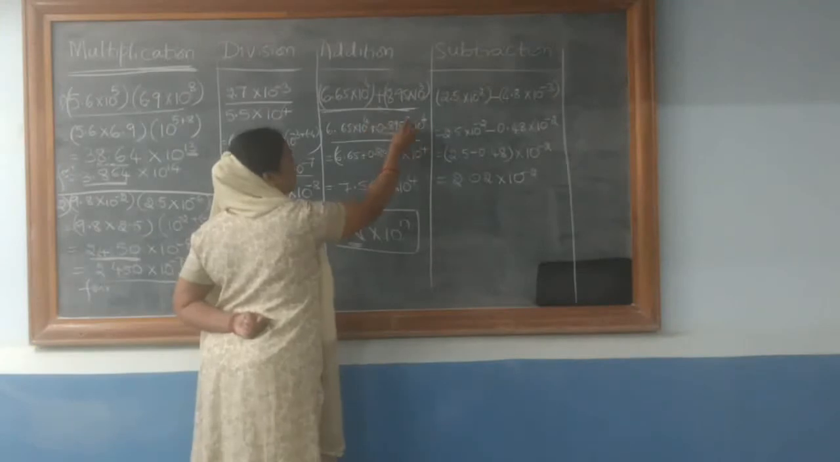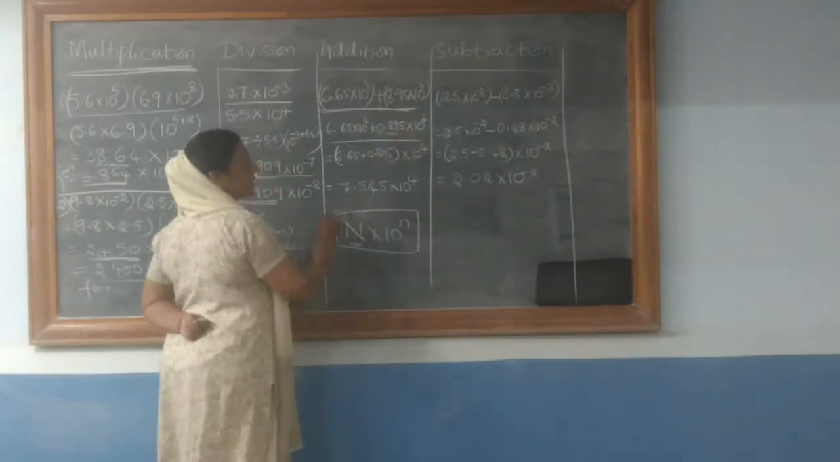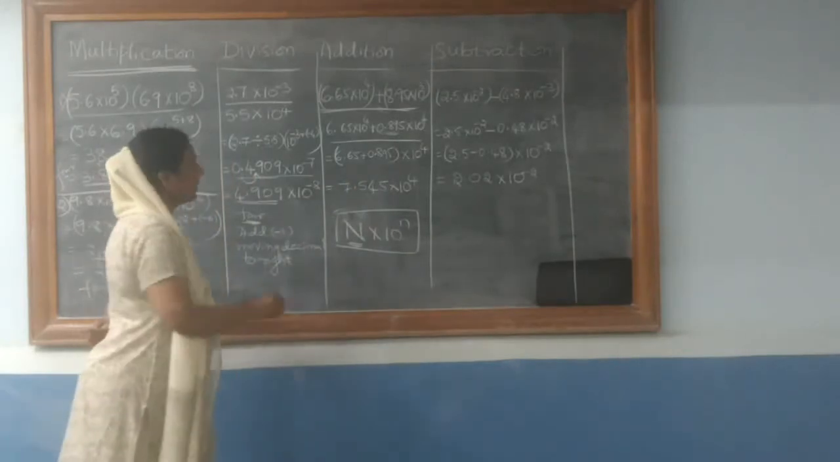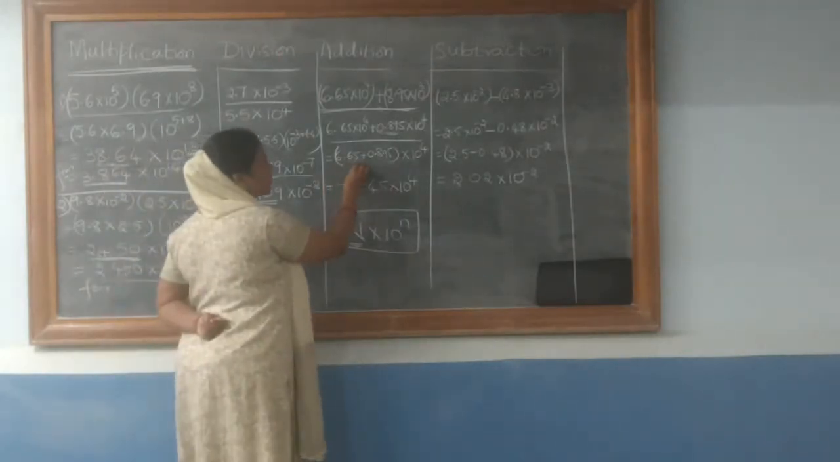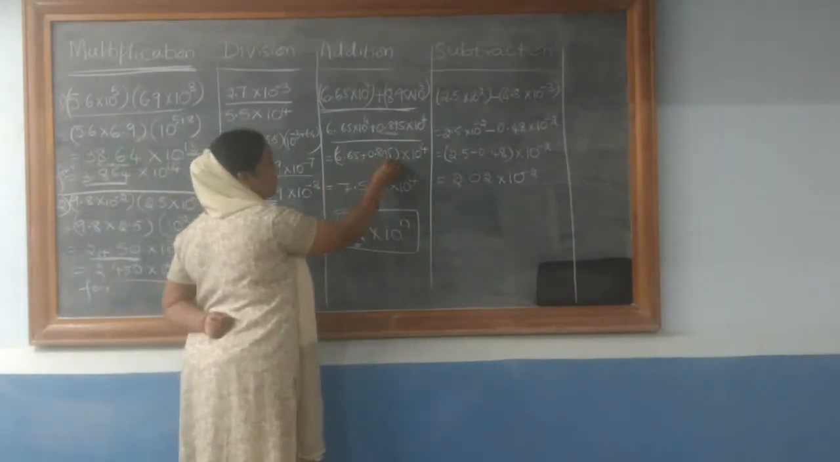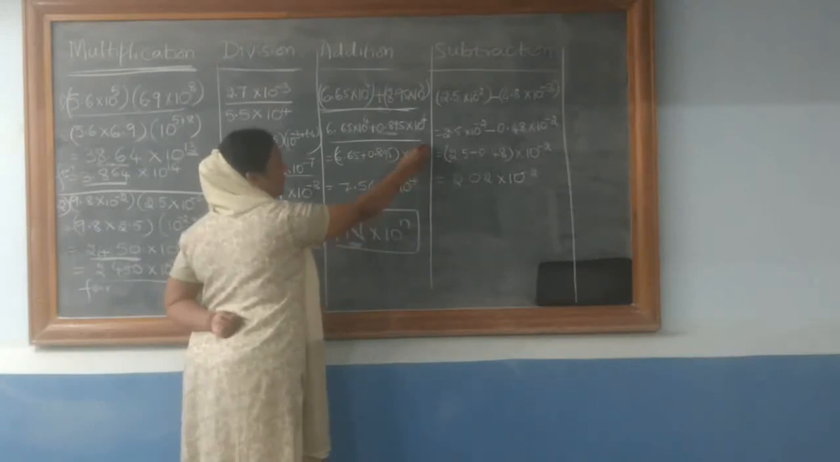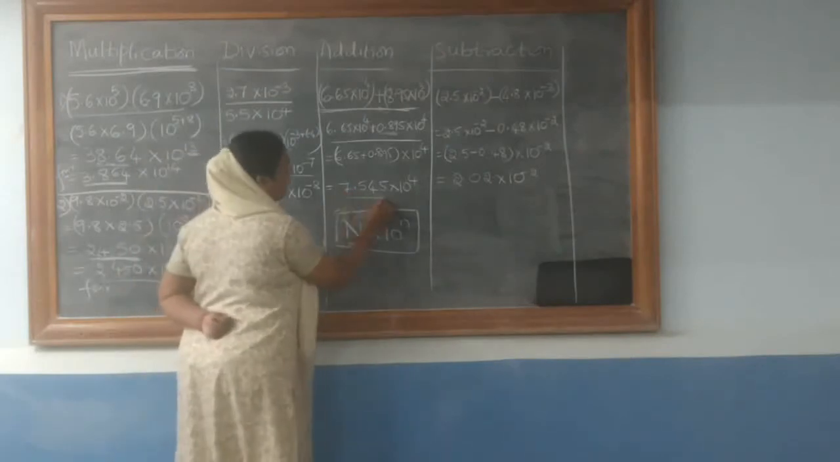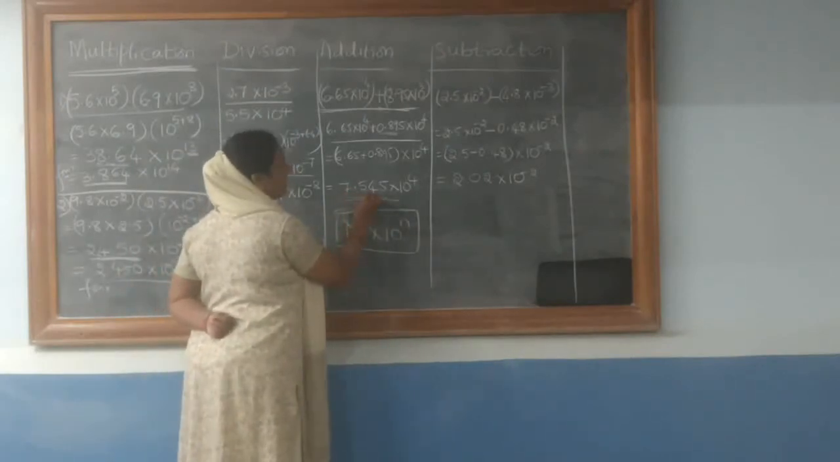So add 6.65 into 10 to the power of 4 plus 0.895 into 10 to the power of 4. Now both the exponents are the same, 4 and 4, so you can take 10 to the power of 4 as common. Now add 6.65 plus 0.895, into 10 raised to plus 4. The value comes around 7.545 into 10 to the power of 4.